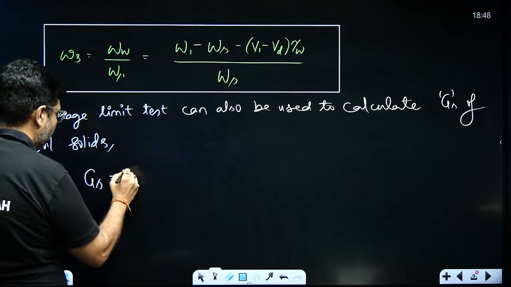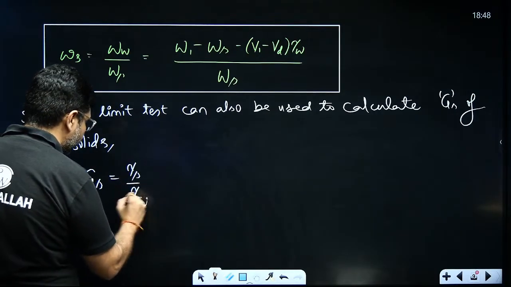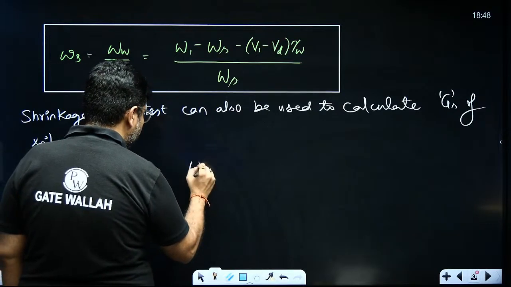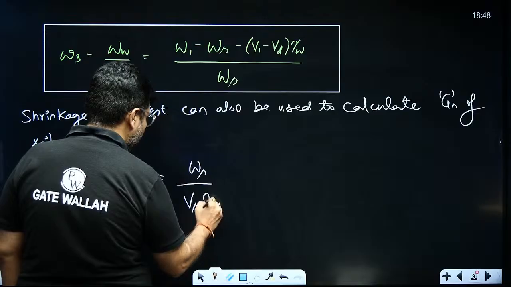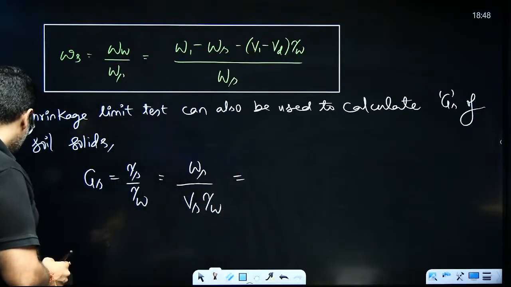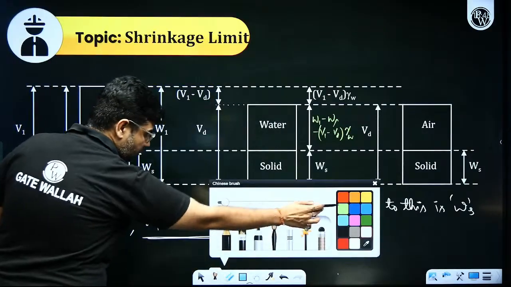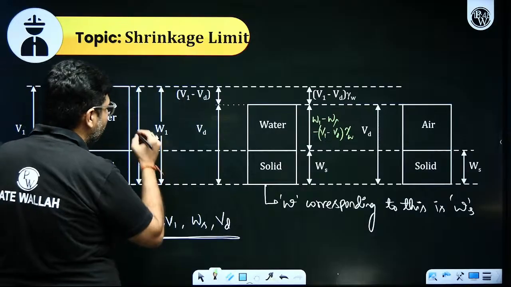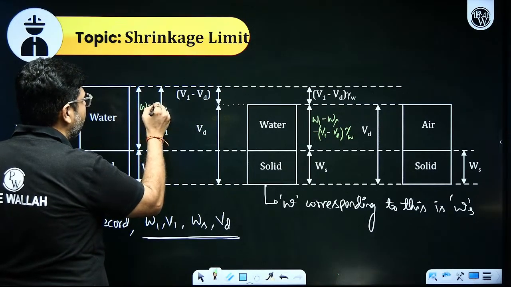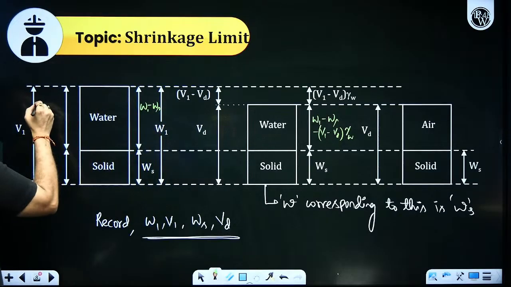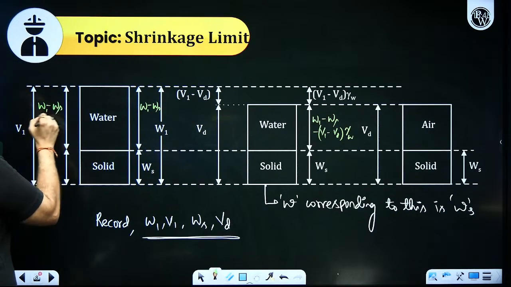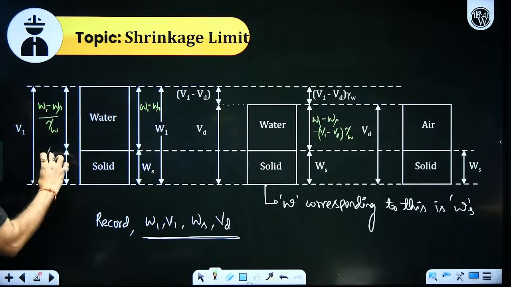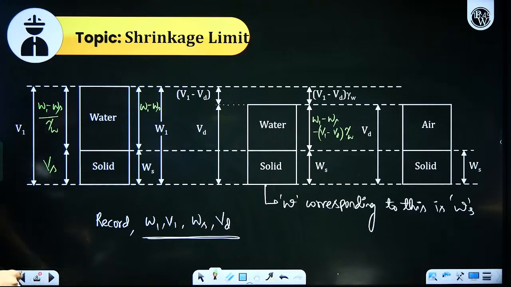GS is equal to what? That is gamma S upon gamma W, that is weight of solids by volume of solids into gamma W. See, we require this volume of solids. How can I find this volume? Very simple. Can you find out the volume of water here? I can. This much weight is W1 minus Ws. So, volume of water will be (W1 minus Ws) upon gamma W. Subtract this from the volume, you will get Vs. That's it. So, I can write it here.